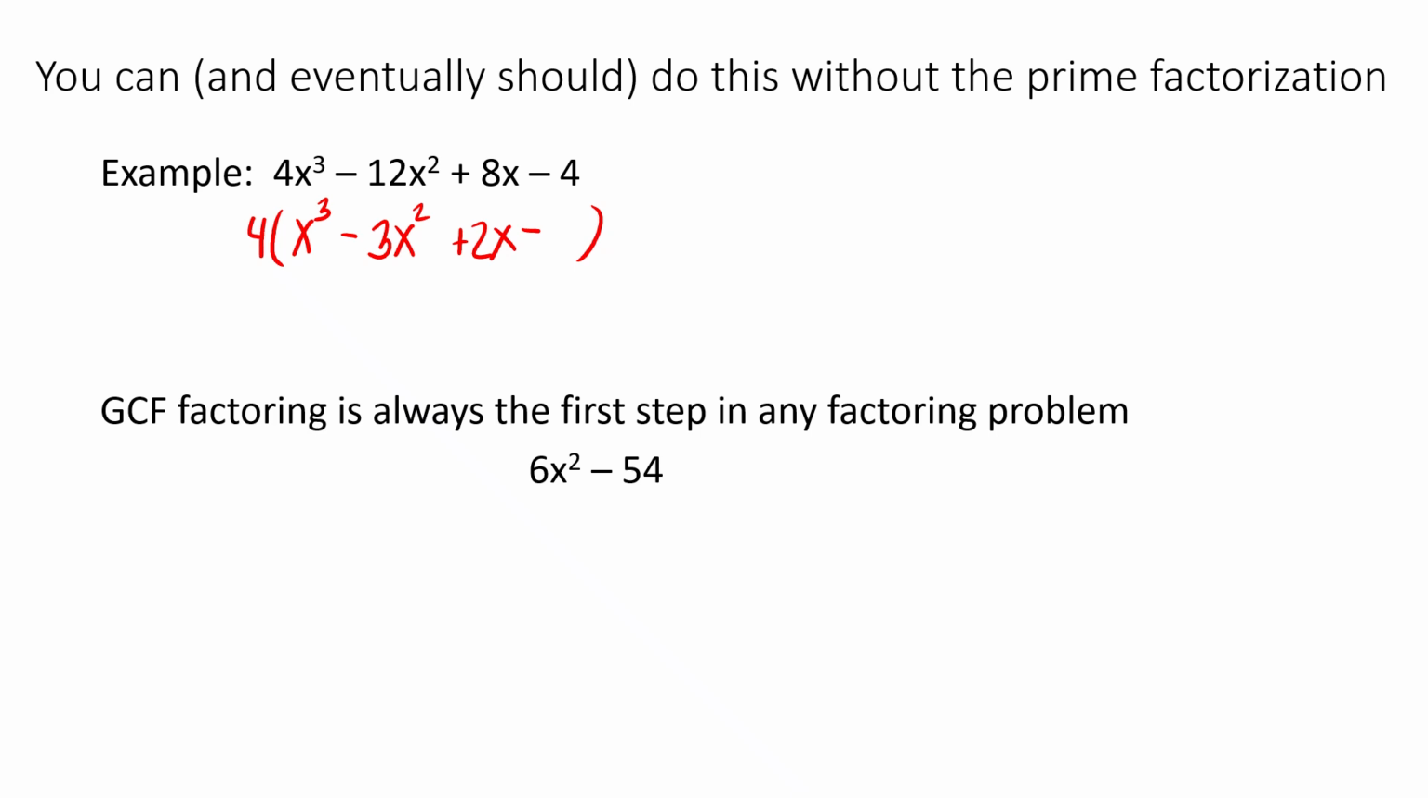And then here, sometimes you think, well, I have a 4 and I factored it out, so I'm left with nothing. Okay, but think of it this way. 4 times what would give you the 4? That would be a 1. And so typically when you're factoring out a GCF, you are not going to want to show all that prime factorization. Now, GCF factoring is always the first step in any factoring problem.